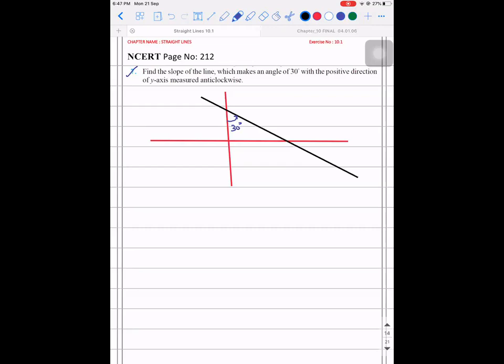So if this is 30, this is also 30. So if this is 90, how much is this angle, guys? 60, sir. It is 60. So if this is 60, how much is this angle? 120. So what is the slope of the line?